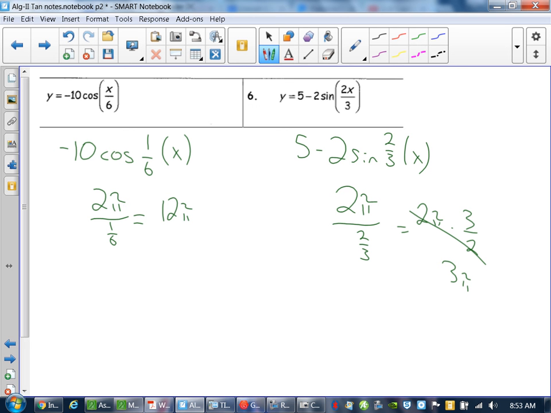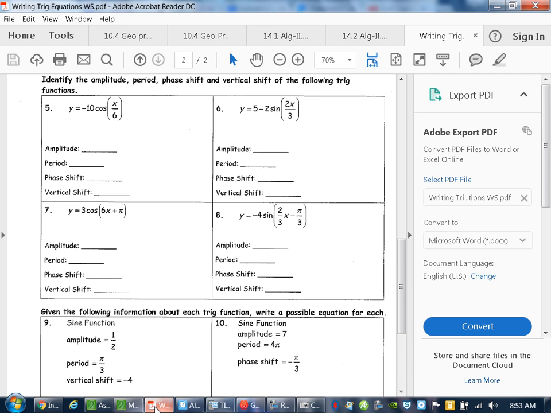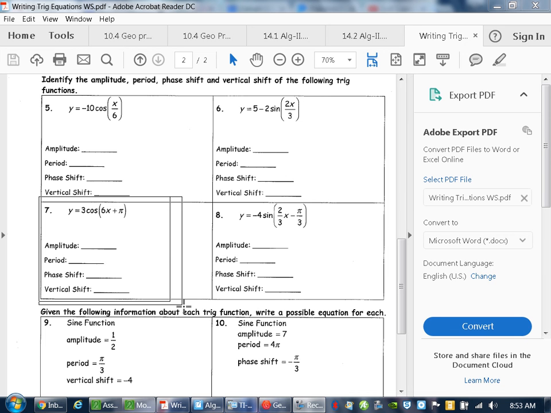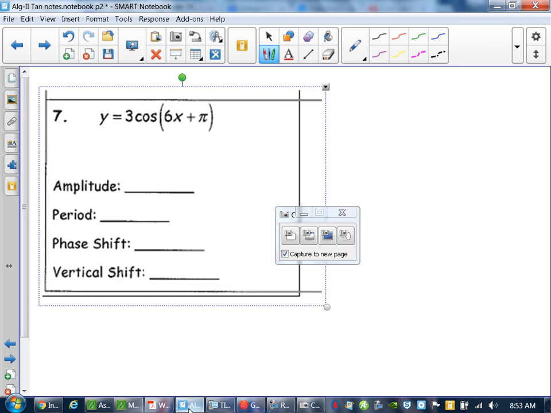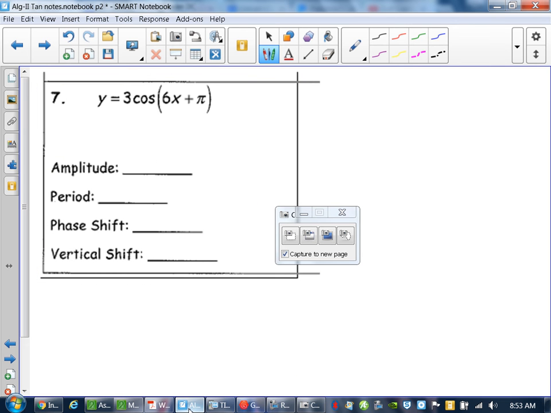Yes, sir? Can you do the phase shift for 7? Yeah. Phase shift, remember, that's just the fancy way of writing h. That's all that means. Phase shift is just a fancy way of writing what's your h value. So in 7, when you take the 6 out, we have 3 cosine of 6x plus, what is that, pi over 6 then?